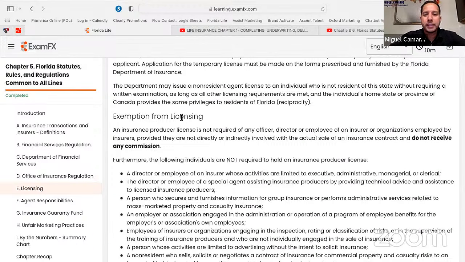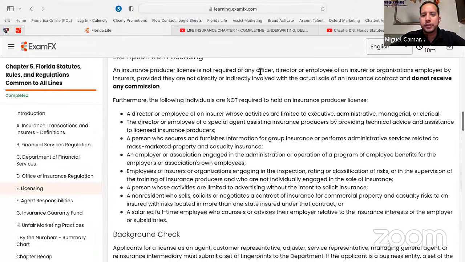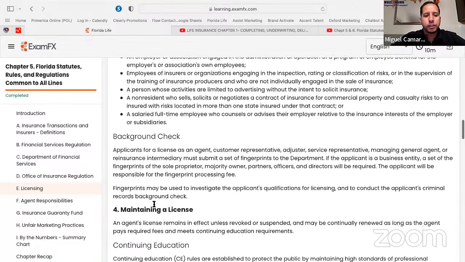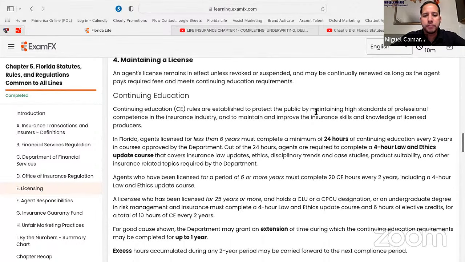So exempt licenses do not receive any commissions. Okay, this just says you can't receive commissions. Maintaining your license. Okay, you do need to know this.